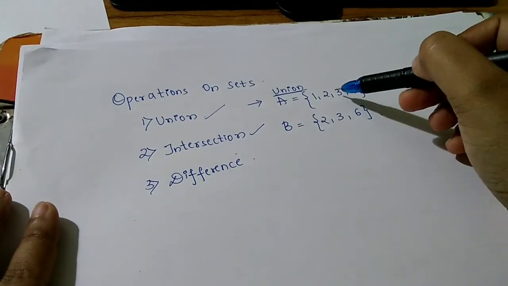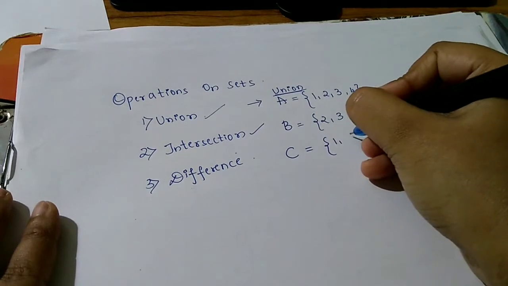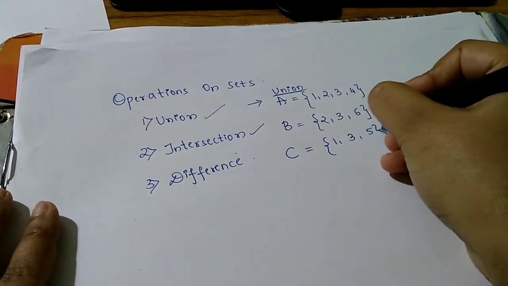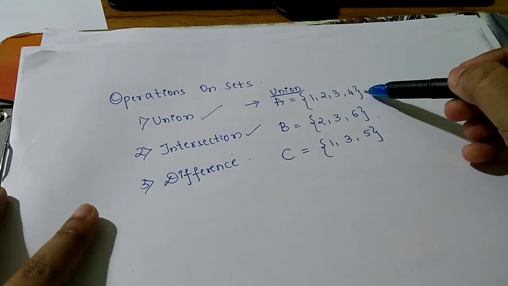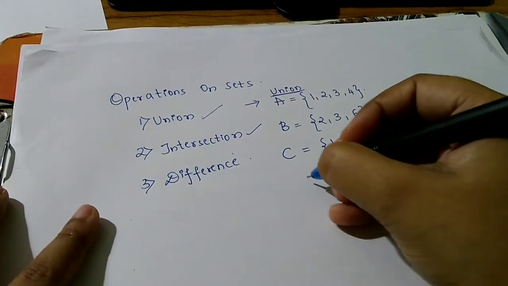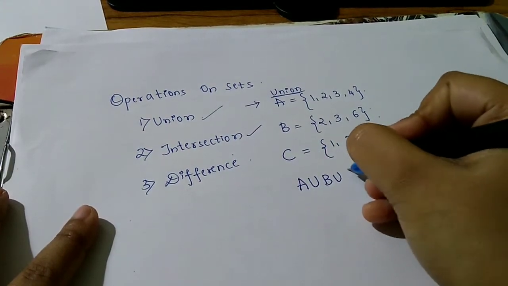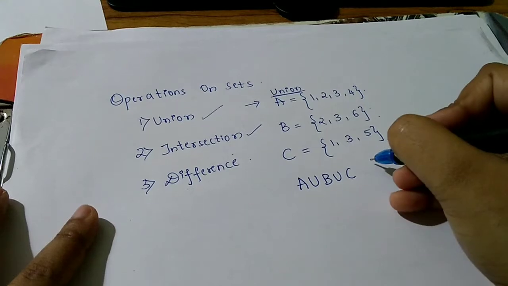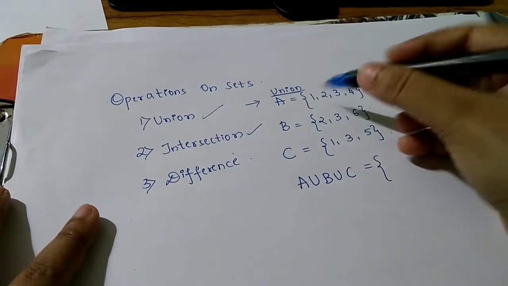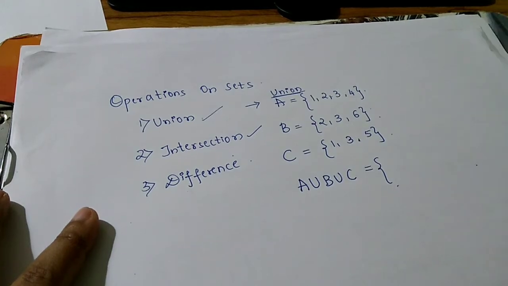So there are two sets here. I will take one more set C with the elements 1, 3, 5. So there are three sets here, A, B and C. What you have to do if I tell you to find A union B union C? It means you have to combine all these A, B, C and write the elements without repeating the elements.